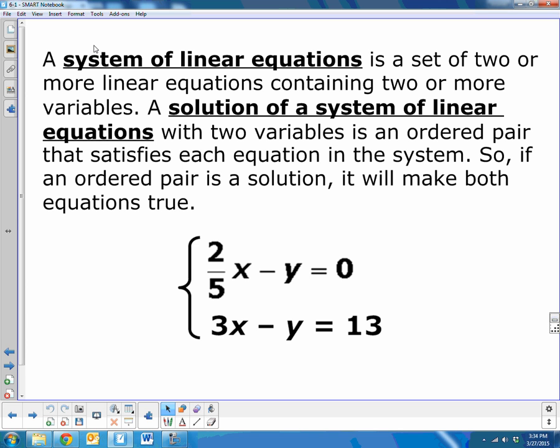Computers do this all the time. On a regular basis, every single day, we use computers with systems of linear equations. And so we're going to be looking at how to solve these systems of linear equations. We're going to look at 3 different ways. We're going to start with one today.